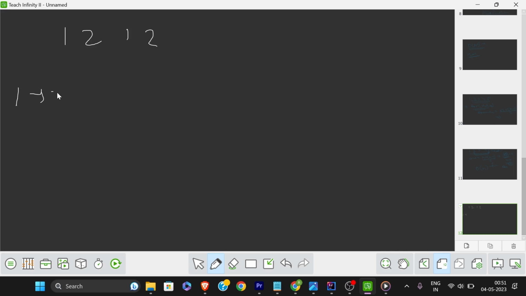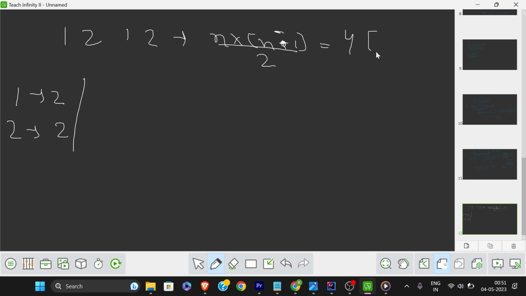For 1 the frequency is 2, for 2 the frequency is 2, and the number of subarrays is n into n plus 1 divided by 2, and we are counting for n minus 1 subarrays, so it will be n minus 1. What is n? 1 2 3 4. N is 4, and 4 into 3 divided by 2, 12 divided by 2, it will give me 6.